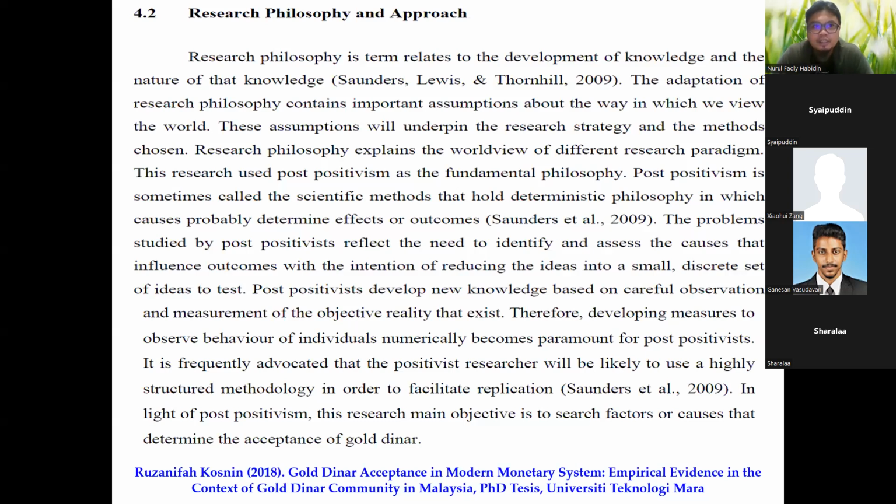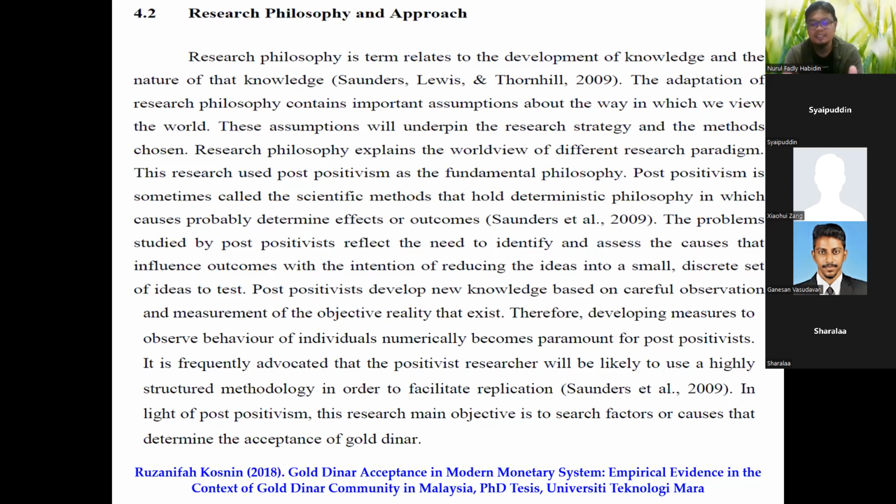The adaptation of research philosophy contains important assumptions about the way you view the world. So they give some definition of what research philosophy is. Then they mention that this assumption will underpin the research strategy and the method chosen. Okay, if you do not know your research philosophy and research approach, how do you want to know your research strategy and method chosen? I mean, what is your research strategy?